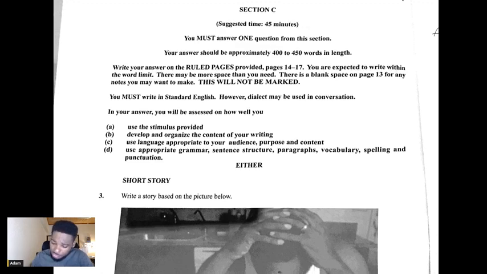There may be more space than you need. I find that there is just enough space. That's what I find. And there's going to be a blank page, and we are going to make notes. I'm going to show you how to plan your story and how to make the best of that blank space.